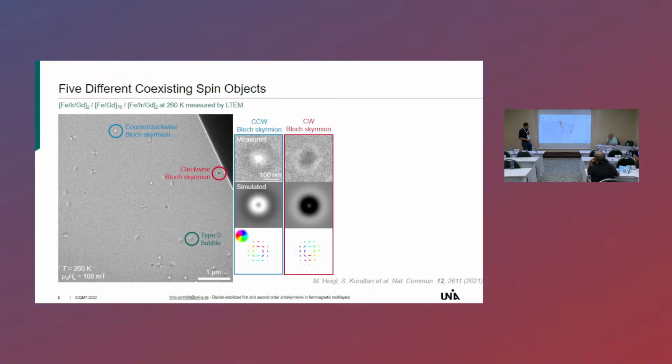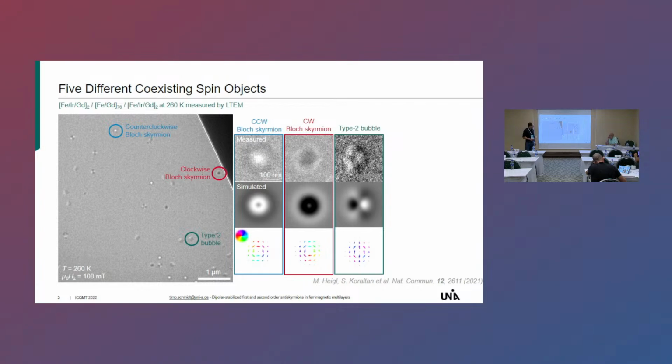The next thing we have here is a bubble, a type 2 bubble, we call that. And that differentiates itself a little bit from the other objects. So this is an object that is not topologically protected in that sense. So you could have a uniform transformation to get that into the saturated state. So it's not topologically protected and not that stable. But also here the simulated picture really fits the measured one really well.